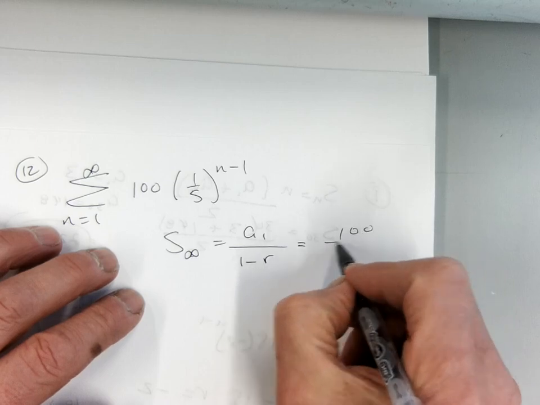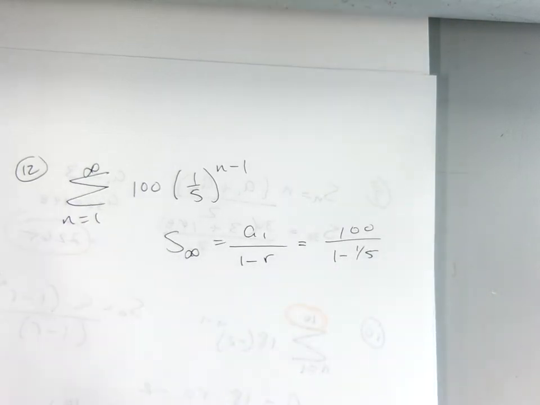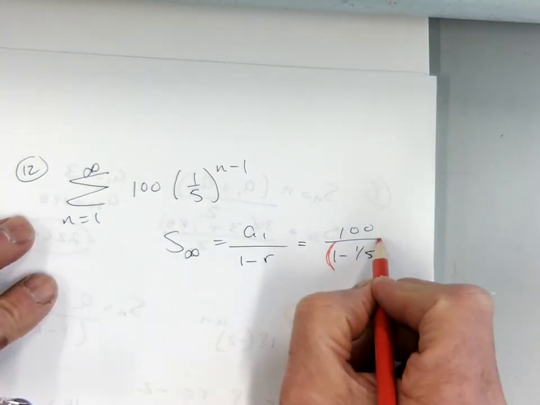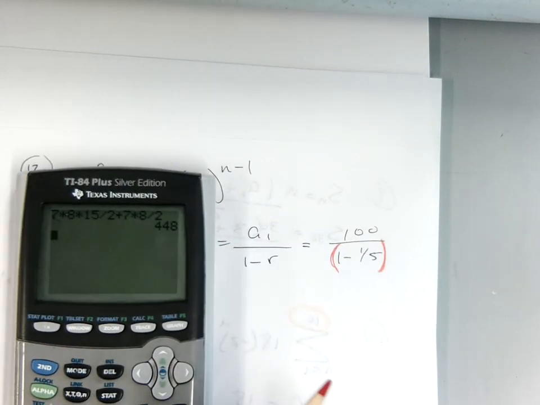A1 is 100 over 1 minus 1/5. In your calculator, please make sure you use parentheses here. You'll get a wrong answer if you don't. So I'm just going to go 100 divided by parentheses 1 minus 1/5. Get 125.